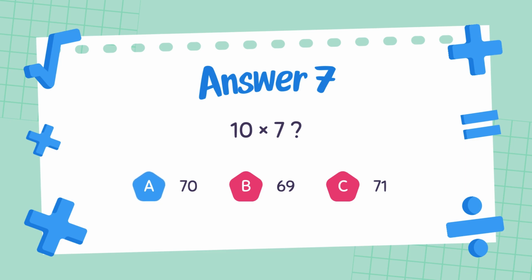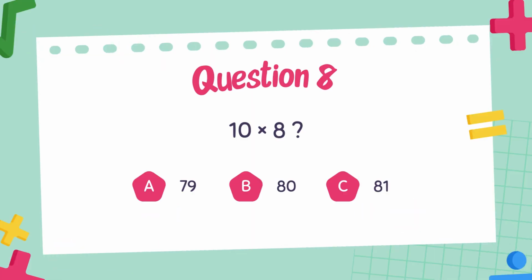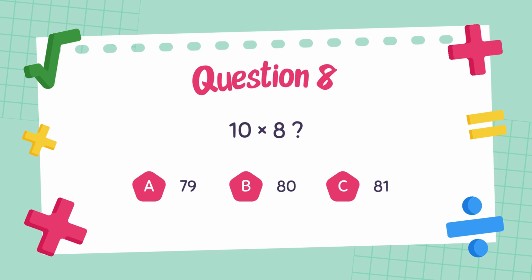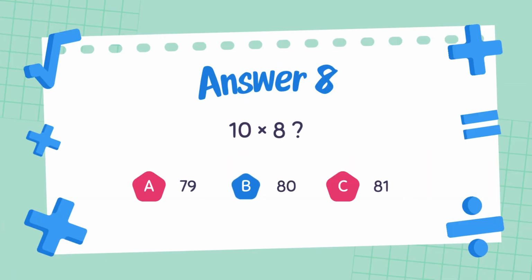Amazing. Question 8. What is 10 times 8? Is it A, 79, B, 80, or C, 81? The answer is B, 80.